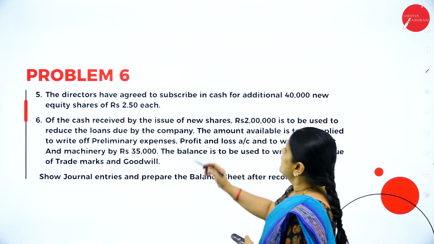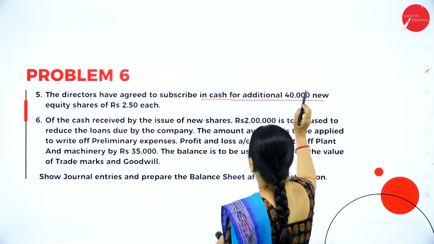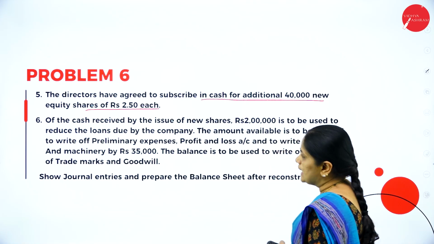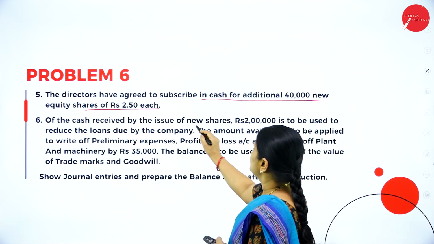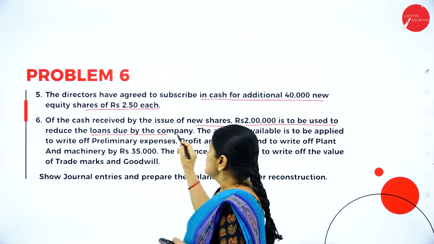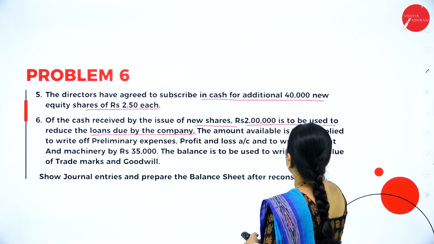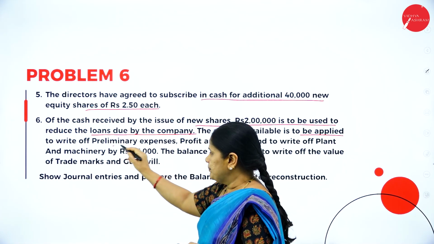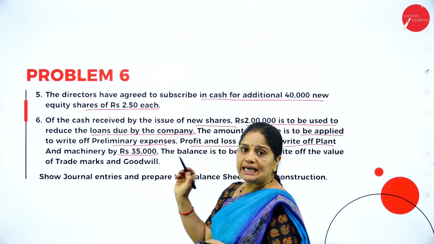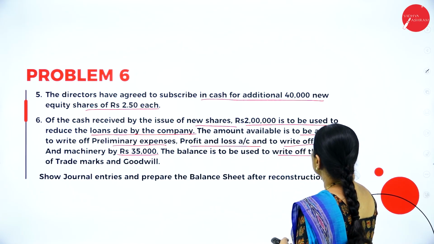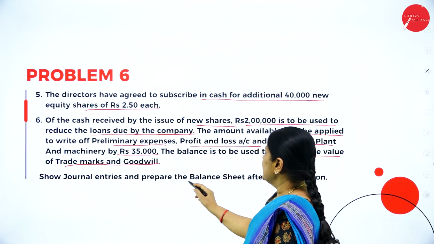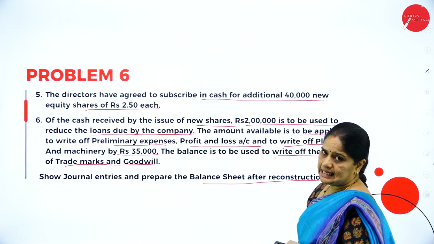Then the directors have agreed to subscribe in cash for additional 40,000 new equity shares of rupees 2.50 each. Of the cash received by the issue of new shares, rupees 2 lakhs is to be used to reduce the loans due by the company. The amount available is to be applied to write off the preliminary expenses, profit and loss account, and to write off the plant and machinery by 35,000, and the balance to be used to write off the value of trademarks and goodwill. Show the journal entries and prepare the balance sheet of the reconstruction.